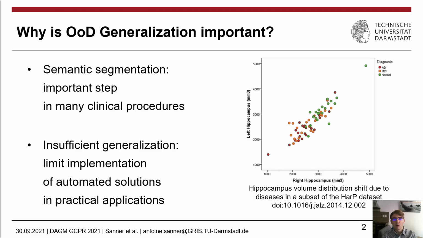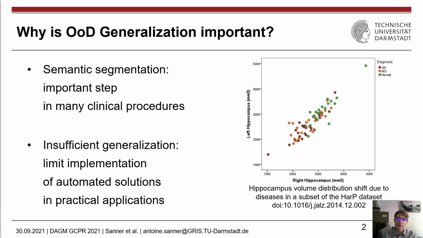So first off, why is out-of-distribution generalization important? While semantic segmentation is a crucial step in many clinical procedures, it's also quite time-consuming. And insufficient generalization may limit the implementation of automated solutions in practical applications. There is one application which retained our attention, and that is hippocampus segmentation. Indeed, various diseases like Alzheimer's disease and schizophrenia may alter the shape of the organ. The age of the patient may also be a factor.